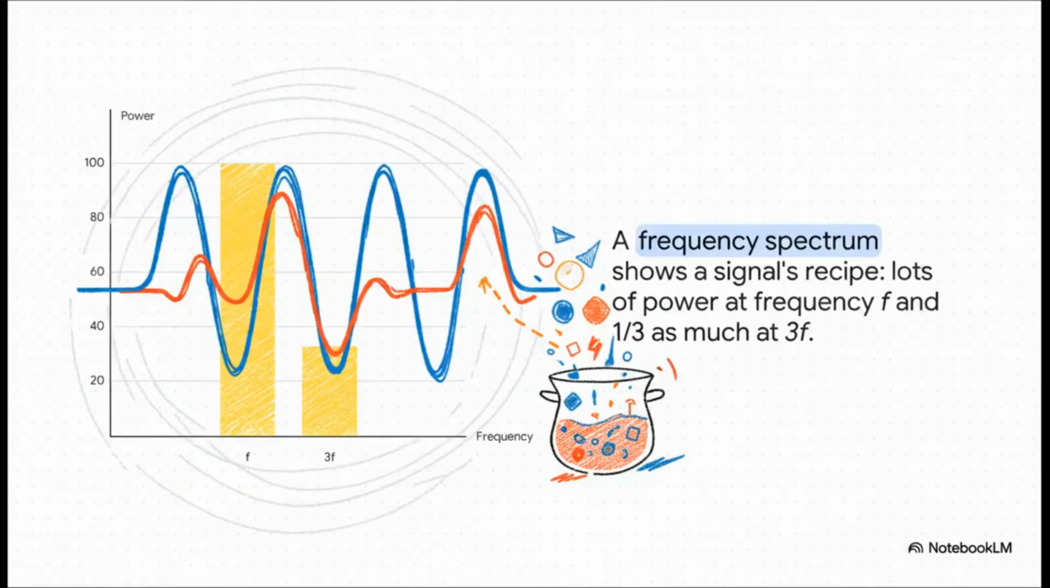Now, looking at it this way gives us a totally new perspective on our signal. This is what's called a frequency spectrum. Think of it this way. Instead of watching the wave wiggle over time, we're just looking at its recipe card. And you can see it plain as day. We've got a big spike of power at our main frequency f, and then a much smaller one, exactly 1/3 as big, over at 3f. This chart, it's literally our ingredient list.